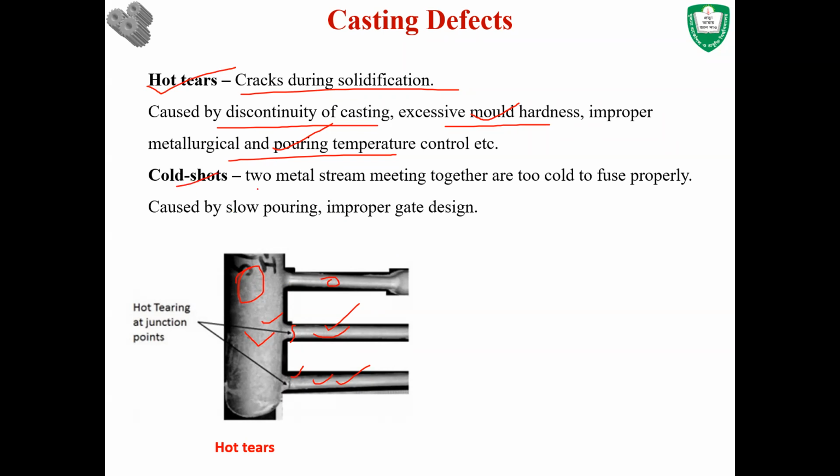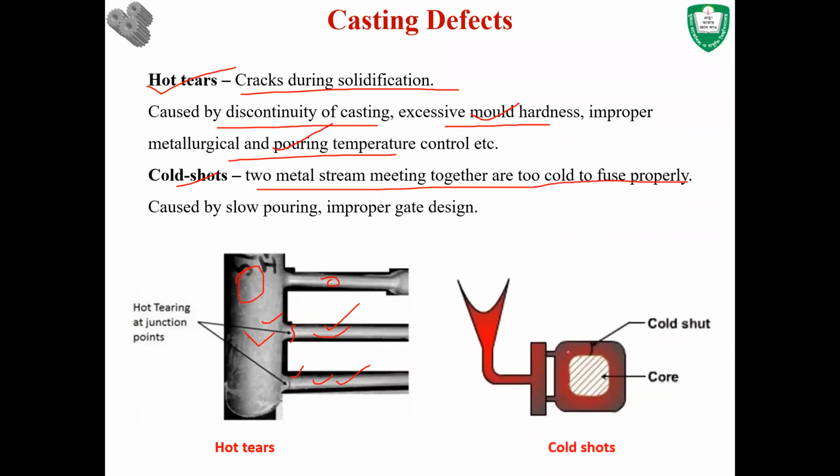And another one is the cold shot. Two metal streams meeting together are too cold to fuse properly. That means you are pouring the molten material in this way, using two different pouring lines or two different gates. Sometimes multiple gates are used for large castings. Through this gate, material gets in, and also material gets in from this gate. The two streams actually meet at some point, like this.